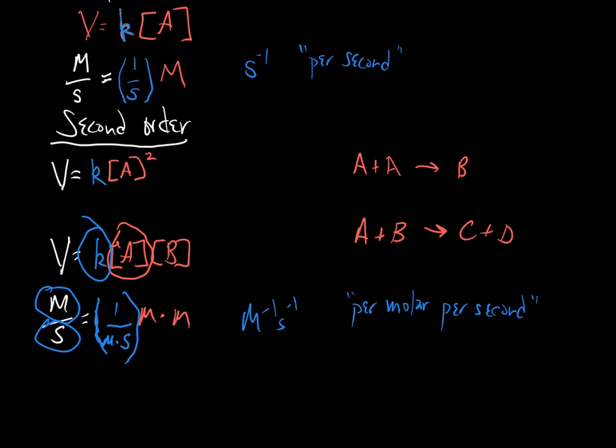The per means divided. You move back to... yeah. But that's why for each order, if you did it on your own, for something that's third order overall, which they call termolecular, which I think sounds really stupid. But termolecular, it would be per molar squared per second, because it'd be molar to the -2, seconds to the -1. The only time the S is not to the -1 is in that zero order reaction.